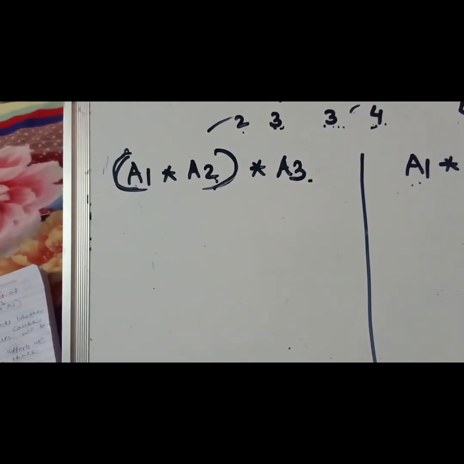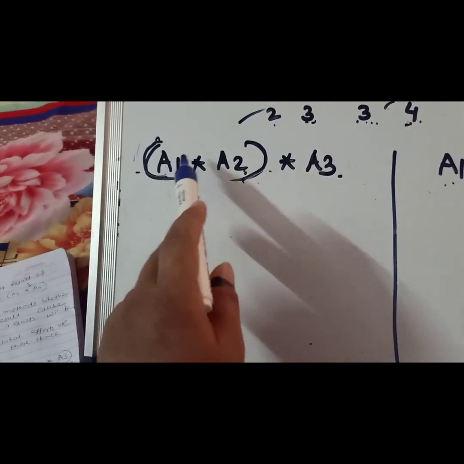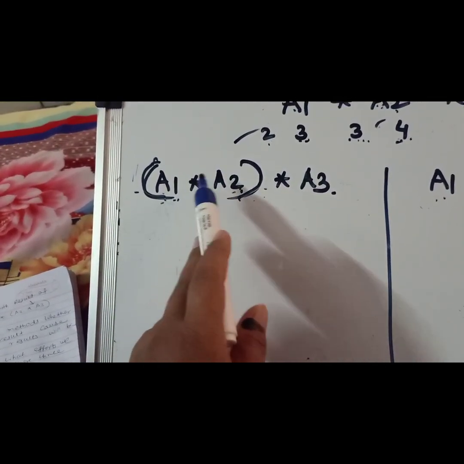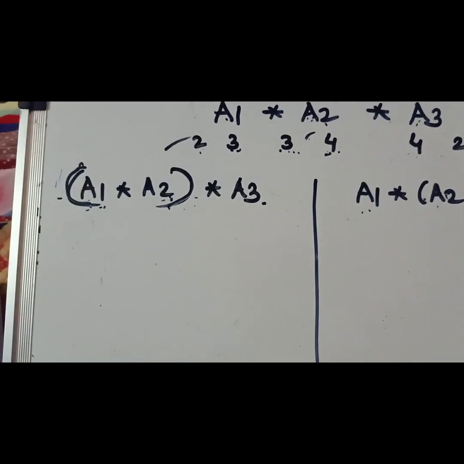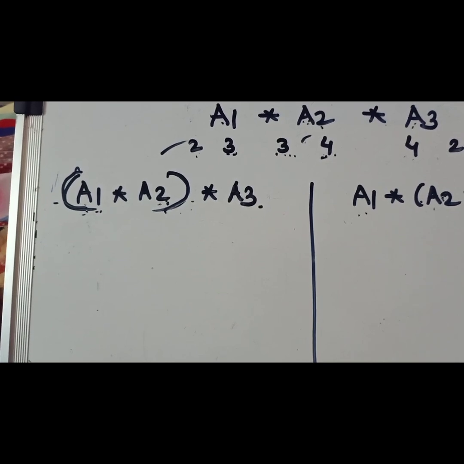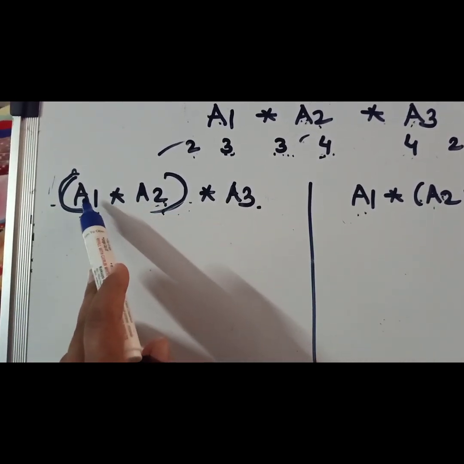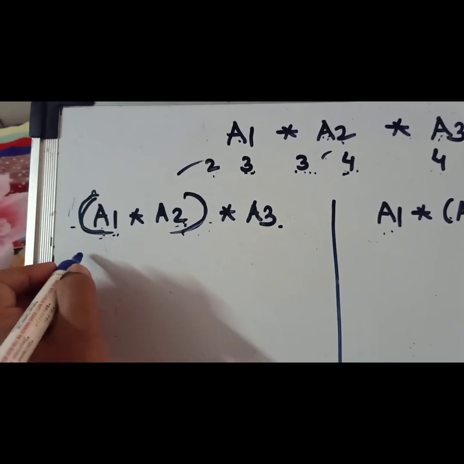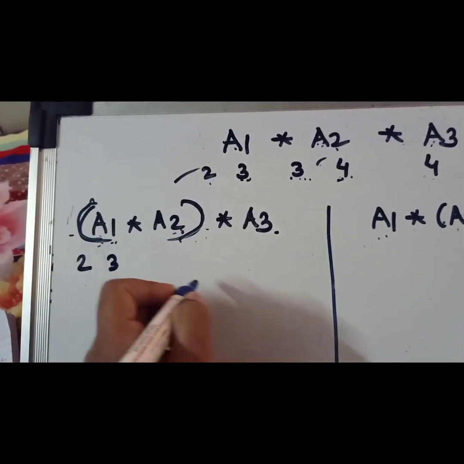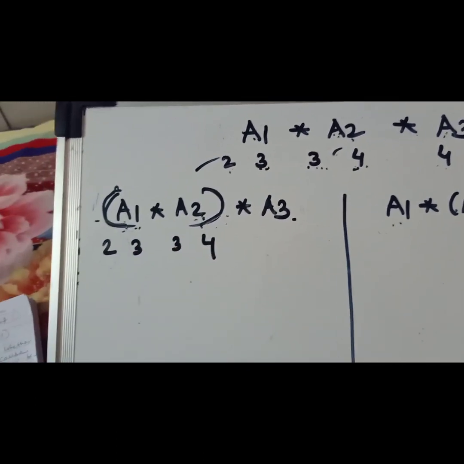Now we will first try to solve the parenthesis A1 into A2. You know parentheses always have the highest priority. In any arithmetic equation, you first solve the parenthesis. So we will solve A1 into A2. What is the dimension of A1? It is 2 by 3. What is the dimension of A2? It is 3 by 4.